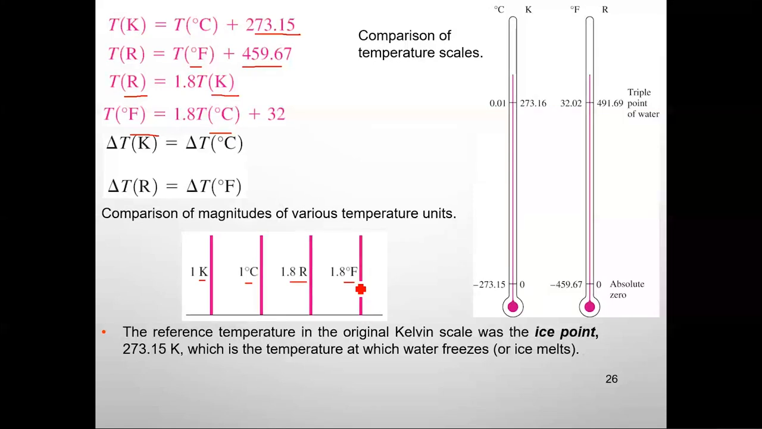Later on, this ice point was changed as the reference, and the reference was chosen as the triple point of water. Triple point means where all the three phases coexist. And the value assigned to that state was 0.01 degrees centigrade. Clear enough? Why was it changed? Because the triple point is more easily reproducible as compared to the ice point. Clear enough? Easily you can create an atmosphere in which the triple point is generated, if you are calibrating your system.